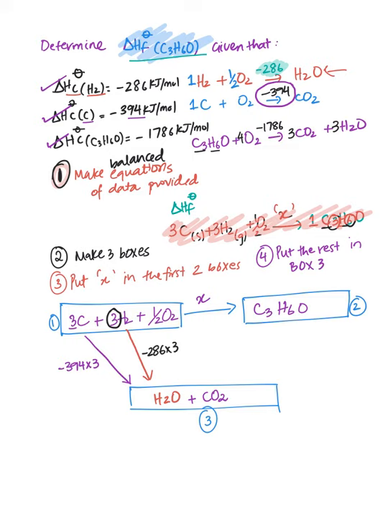Then we look at the last equation, which is the combustion of C3H6O. We see that C3H6O burns in oxygen to give carbon dioxide and water. And we already have carbon dioxide and water in the third box, so we don't really have to write anything. And we know that 1 mole is burning, and the value for that is minus 1786. So this is going to be 1786. This is your Hess cycle.